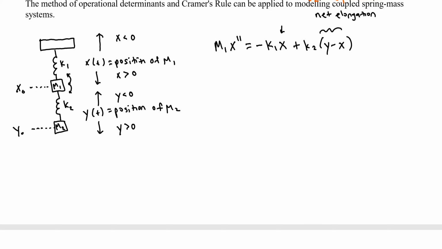Applying Newton's second law to the second mass, we have mass times acceleration, or m sub 2, y double prime. The only spring affecting mass 2 is k2, but it is affected by k1. So in this case, we're going to have negative k2 times y minus x. Again, y minus x is the net elongation there, and this part is Hooke's law only. So that is how we're going to set up the system when we have a coupled spring mass system.